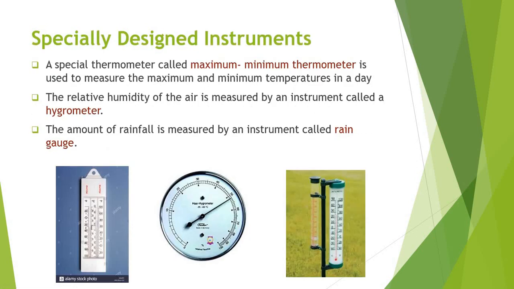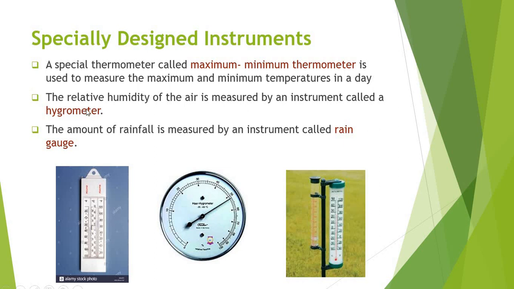Now for measuring humidity, temperature and the amount of rainfall, some instruments are designed. Let us understand about these specially designed instruments. A special thermometer called the maximum minimum thermometer is used to measure the maximum and minimum temperatures in a day. You have seen the maximum and minimum temperature in the newspaper also, where it is given for a day. This is measured with the help of a thermometer called the maximum minimum thermometer.